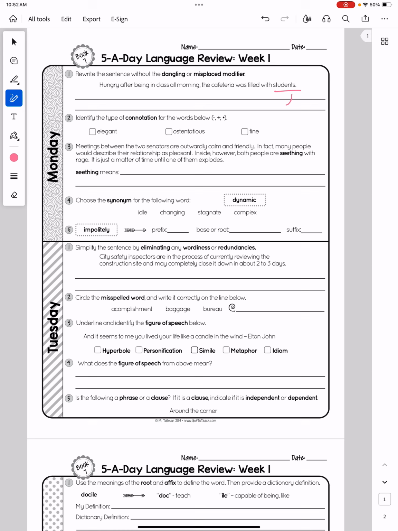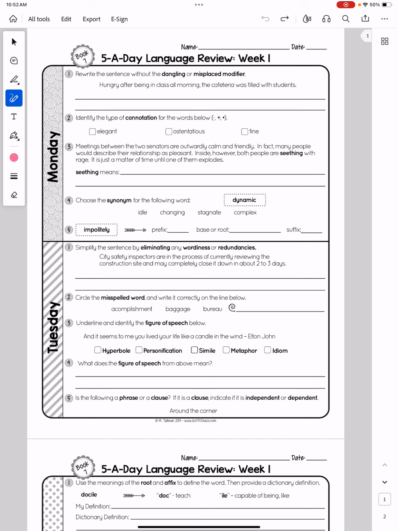So let's move students right here, and then we can have a sentence like, "Hungry after being in class all morning, the students filled the cafeteria." You're going to have to rearrange verbs, and potentially other words in the sentence. Keep the information. You still need to have the cafeteria, the students, and the verb filled, but just rearrange it in a way that makes sense. So two tips on this.